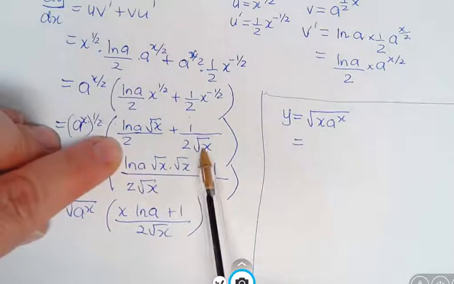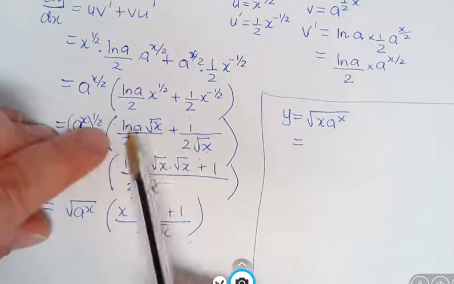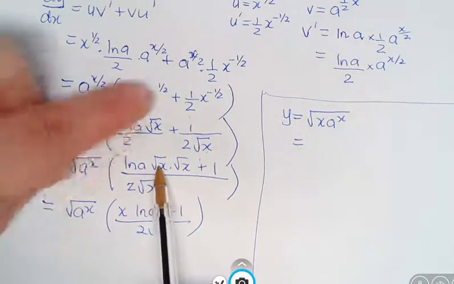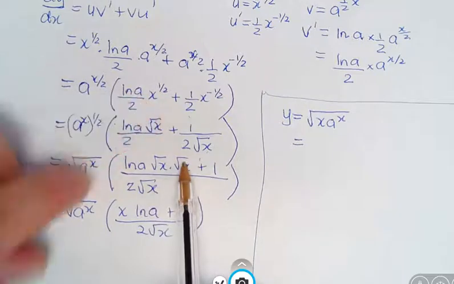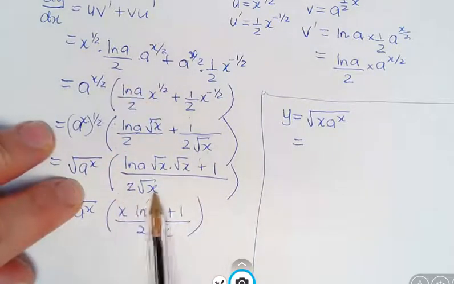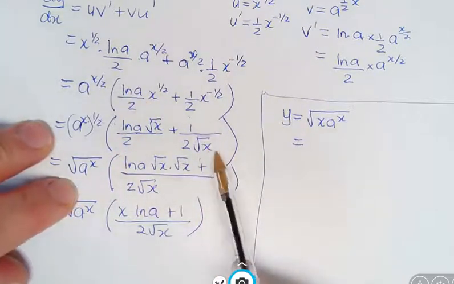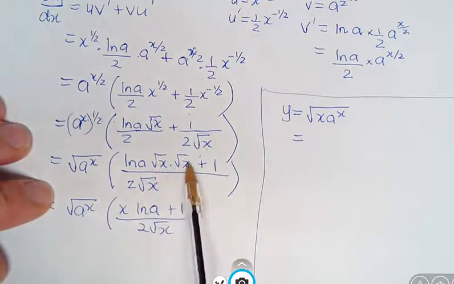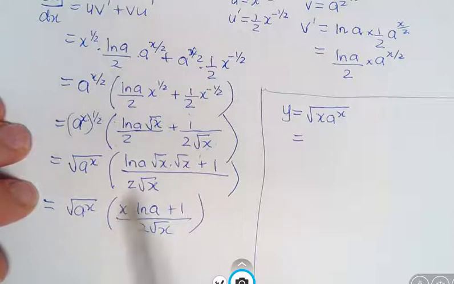Sorry, look at these two fractions. The denominator is not the same. So you want to be multiplying this first fraction by root x over root x. So I've got ln a root x there times root x, which now gives me a denominator of 2 root x, plus this one already had the denominator of 2 root x. Now I've got root x times root x is x, ln a plus 1 over 2 root x.